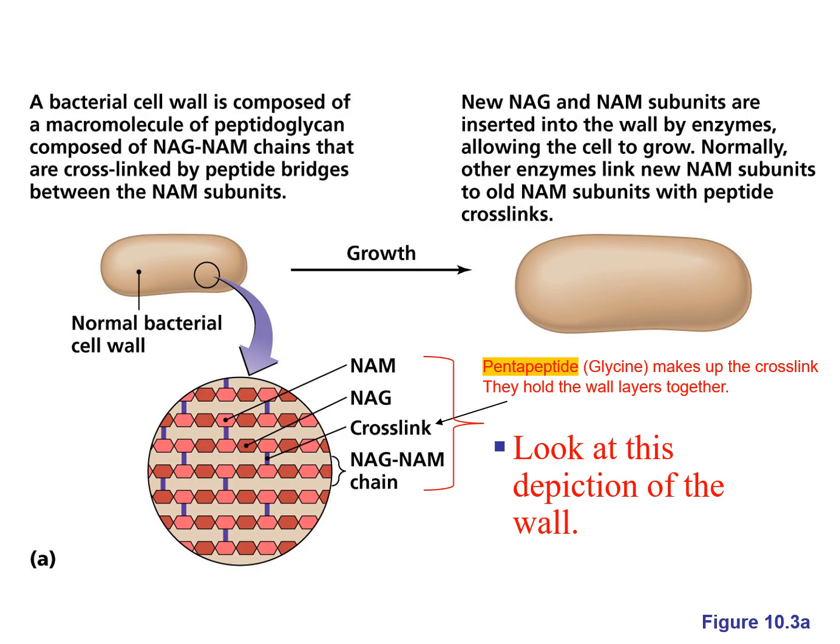Look at this depiction, and you can see the NAG and the NAM, and they're indicated by either a red hexagon or a pink hexagon. The pink one is NAM, and the red one is NAG. A pentapeptide, which is 5 amino acids, and the actual amino acid is glycine. So 5 glycines linked together are going to form this cross linkage. This is going to hold the wall together. If you could somehow inhibit that glycine, glycine, glycine, glycine, glycine link, then now the layers float away.